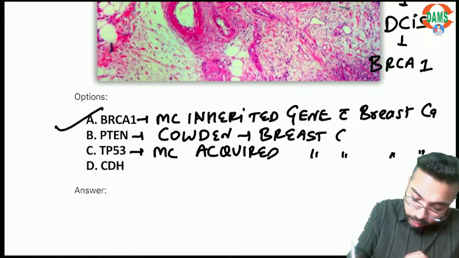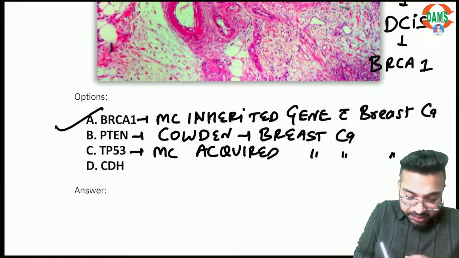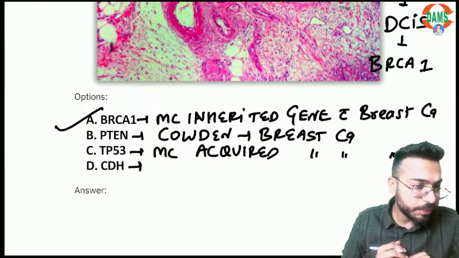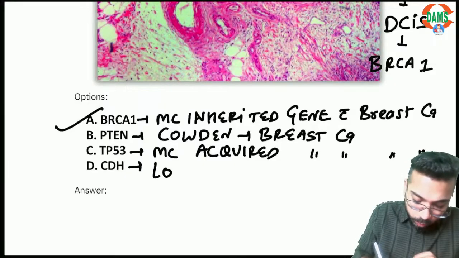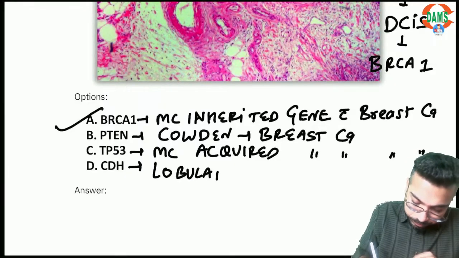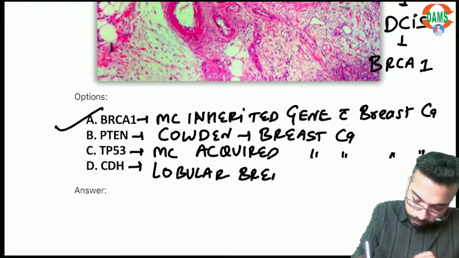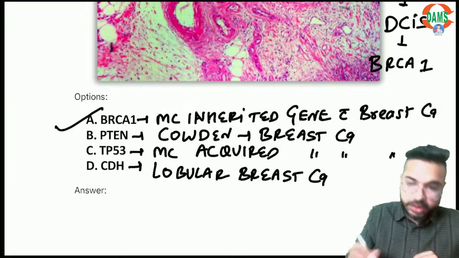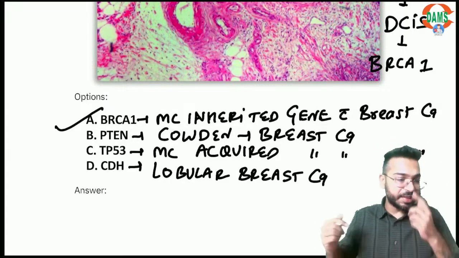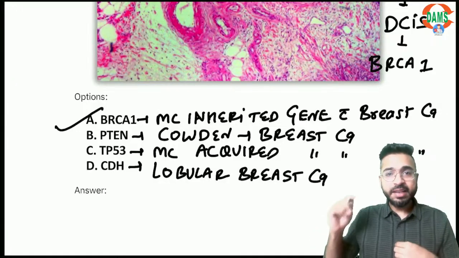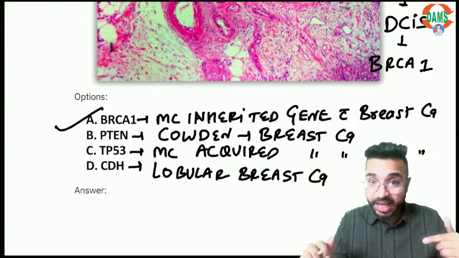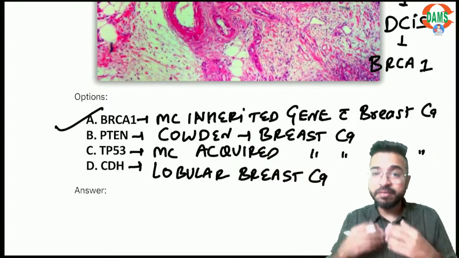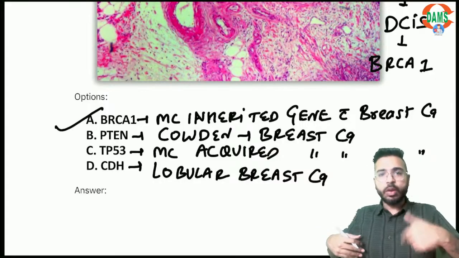PTEN we just studied, yes, it can cause breast cancers, but that will be associated with Cowden syndrome. Anybody quickly tell me, CDH1 gene, which breast cancers? Lobular breast cancers. CDH1 gene is associated with lobular breast cancers. Single test, because of financial constraints, go with BRCA1 gene. If they write about thyroid and endometrial lesions, go with PTEN gene.